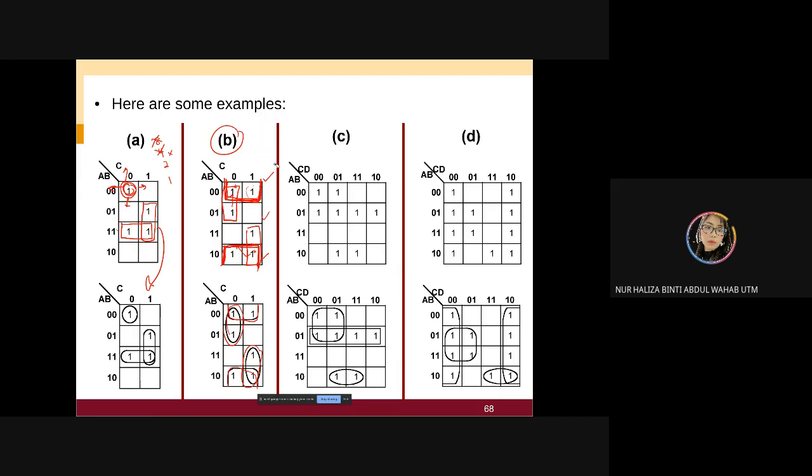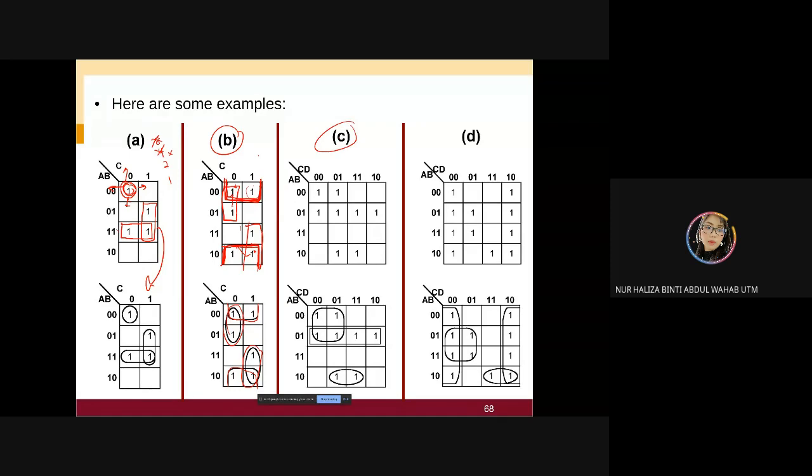Doctor, what is the purpose of drawing all these circles, the grouping things? Later you're going to come out with the Boolean expression from these circles, but we're going to learn that later on. Now we learn how to draw and group them.